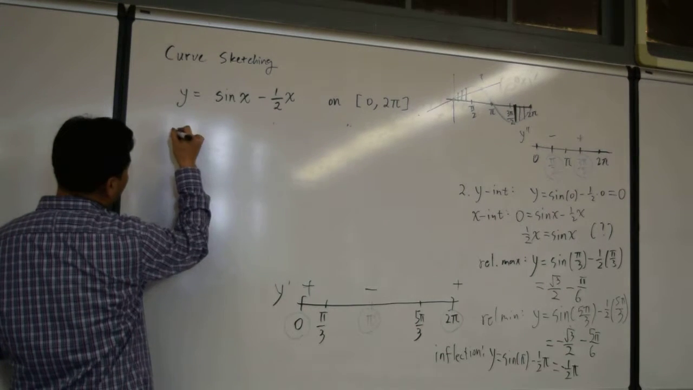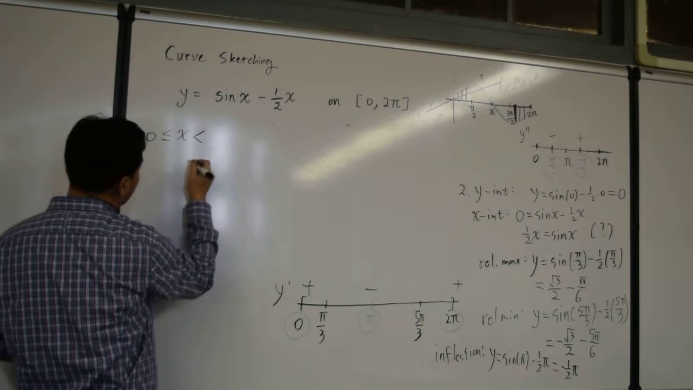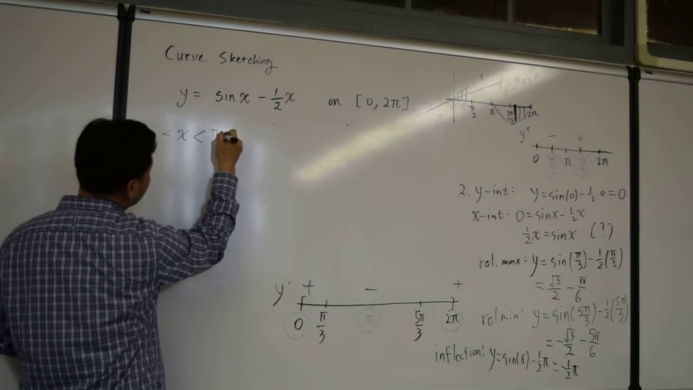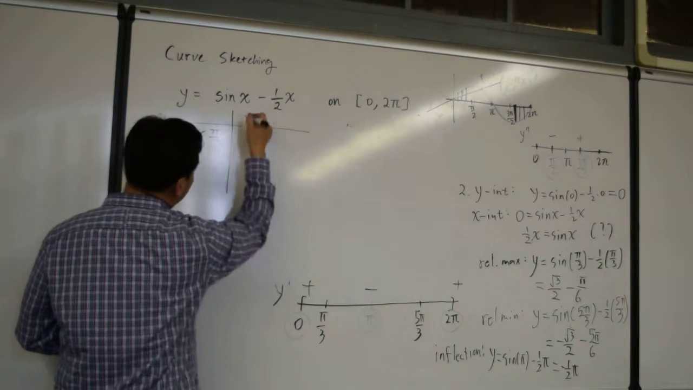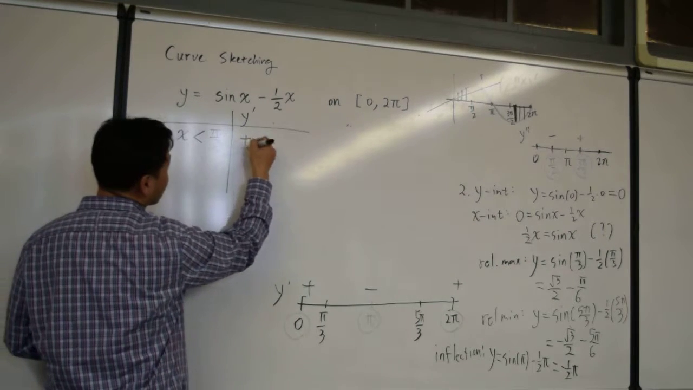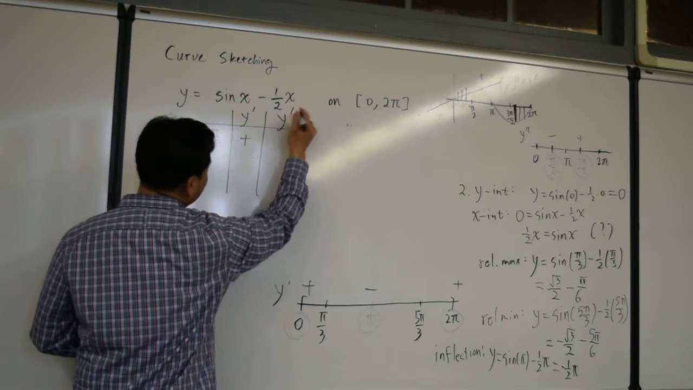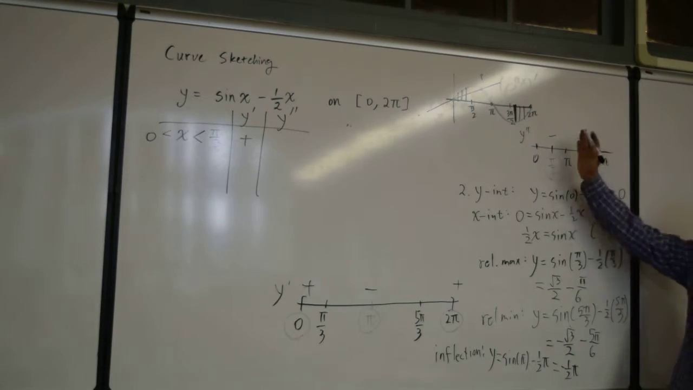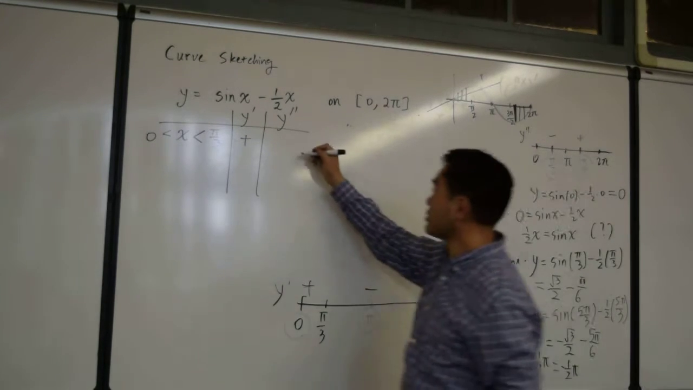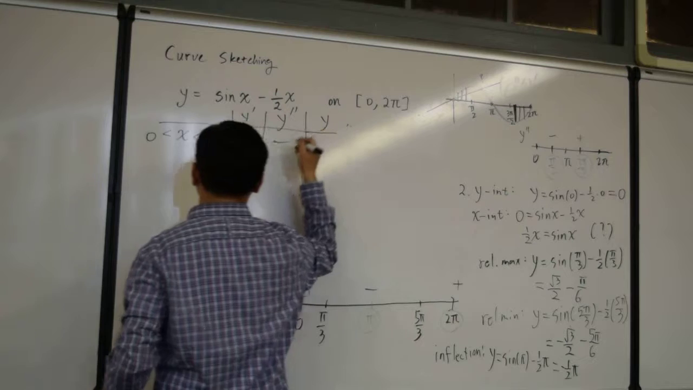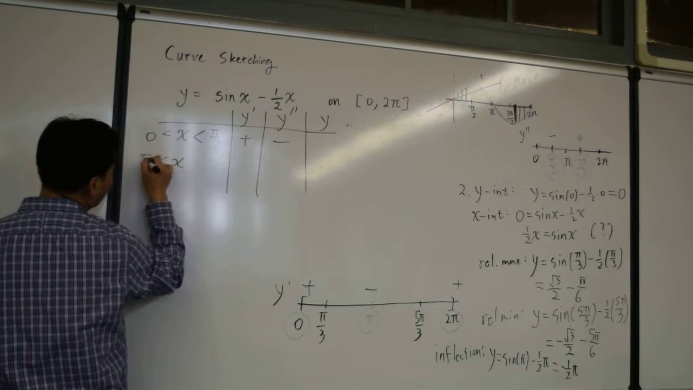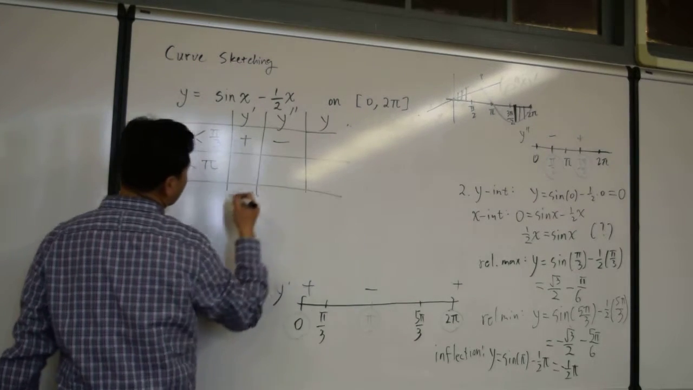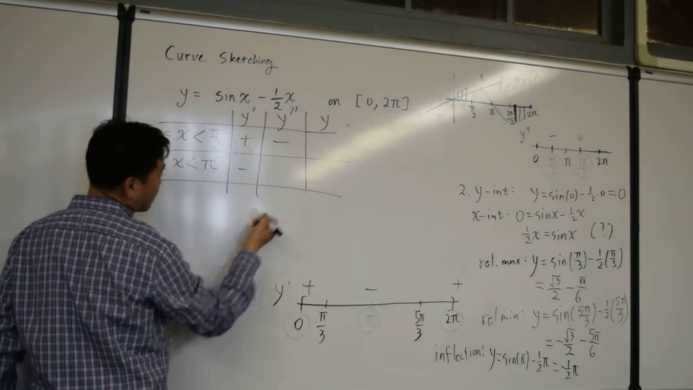Okay, so between 0 to pi over 3, we know that y prime is positive. What about y double prime? On here, what do you see? It's before pi, so it's negative. Between pi over 3 to pi, y prime is negative and y double prime is negative.